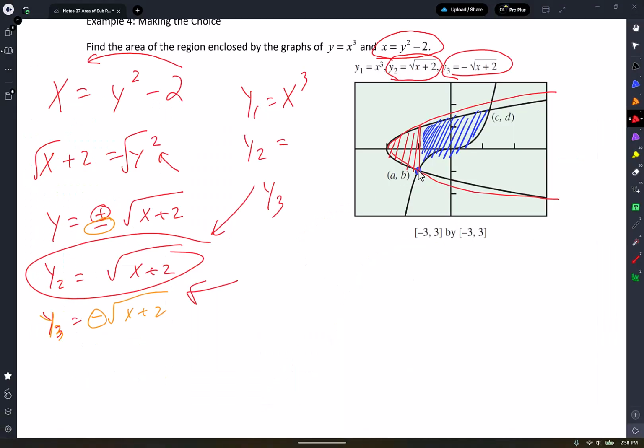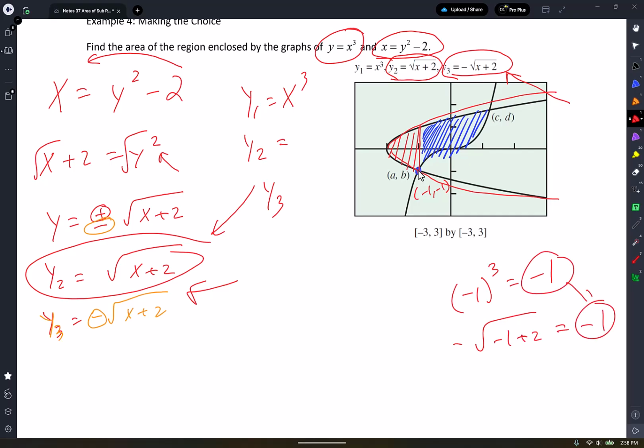Do you guys know what I'm talking about? See how the equation says y1 equals x cubed? Negative 1 to the third power is negative 1. So I have that point here is negative 1 comma negative 1. If I plug it into this one right here, negative square root of negative 1 plus 2, you get negative 1 again. So my y values match. So that intersection point is negative 1 comma negative 1 for the intersection between the x cubed and the negative square root of x plus 2.